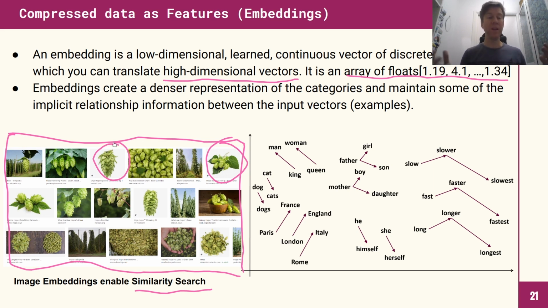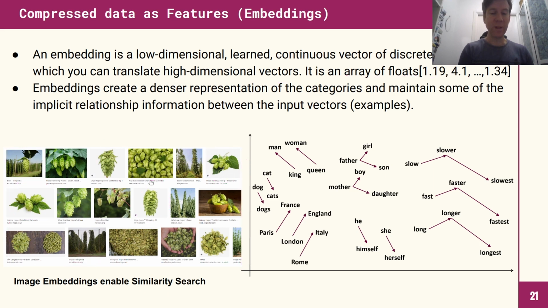And your database may have millions of images, and in this case, we can see it's showing you lots of different pictures of hops that it thinks are similar to them. Now, it seems quite magical that it's doing this. Let's dig in a little bit into the details of how it works.